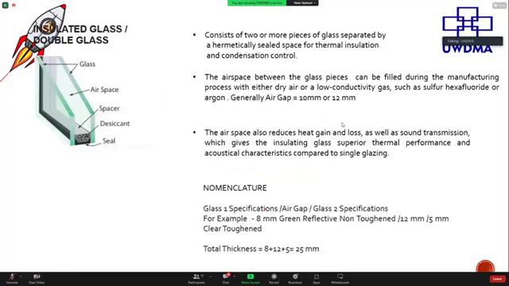Insulated or double glass consists of two glasses which are separated, with a space between them, which gives thermal insulation and condensation control. The air space between these glasses could be either dry air or filled with some low conductivity gas. So what is a low conductivity gas?